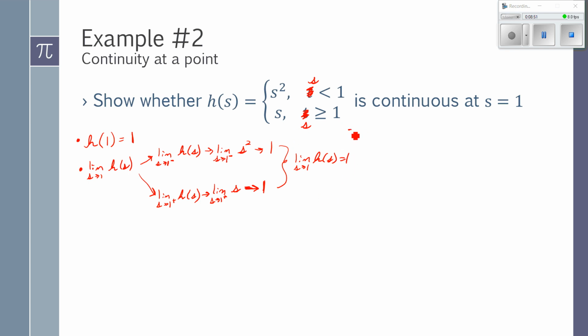And now, since h of 1 is equal to 1, which is also equal to the limit as s approaches 1 of h of s, h is continuous at the point s equals 1.